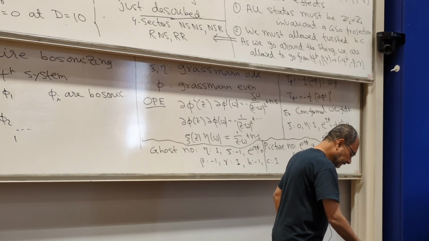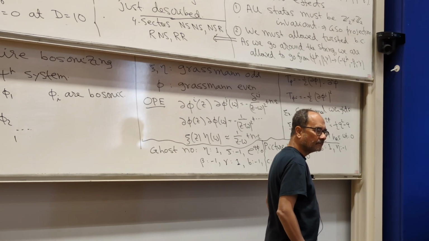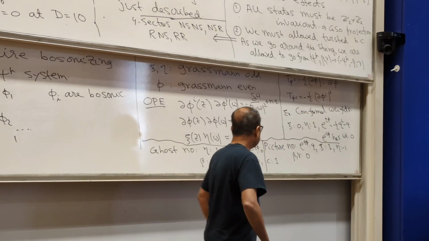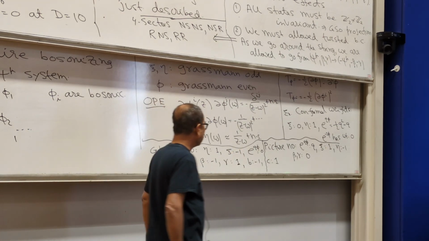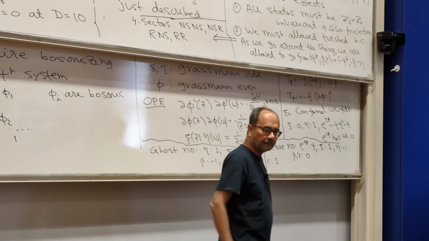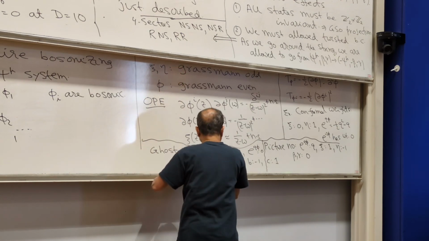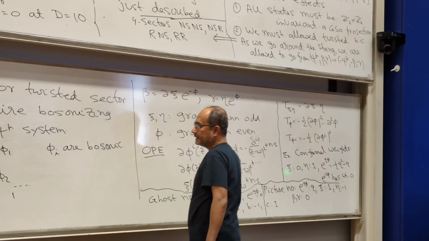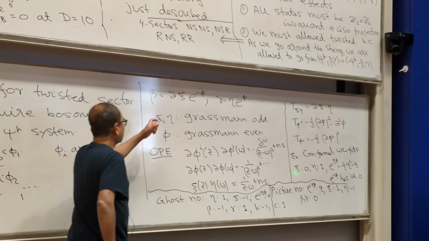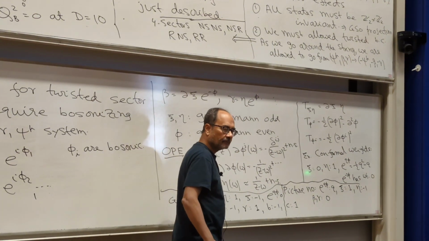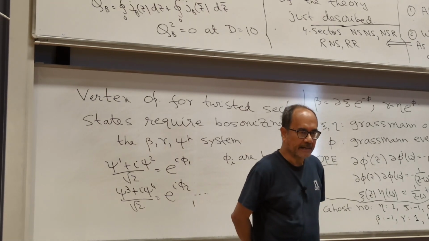Are there any questions? Okay, so what I am claiming here is that instead of using the beta gamma system, I can use the xi eta phi system, and instead of using the psi i's, I can use the phi i's. Because there is a bosonization rule that allows us to express the psi in terms of phi's and beta gamma in terms of xi eta phi. And the OPEs, conformal weights, everything is preserved under this identification.